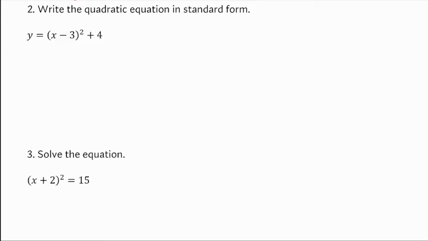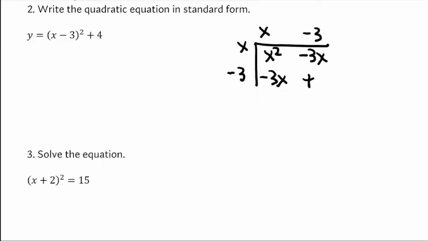Okay, so we're just going to expand this and write it as ax squared plus bx plus c. Okay, so when I go over here off to the side, I need to do x minus 3 times x minus 3. And we'll say that's x squared minus 3x minus 3 more x plus 9. Okay, so I've got y equals x squared minus 3x minus 3x plus 9.